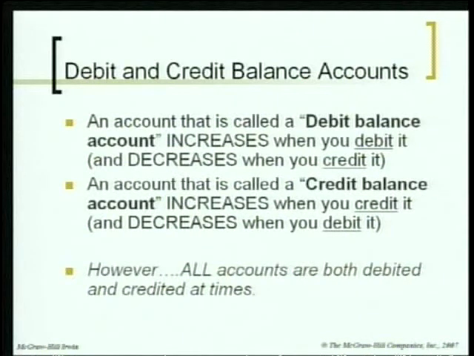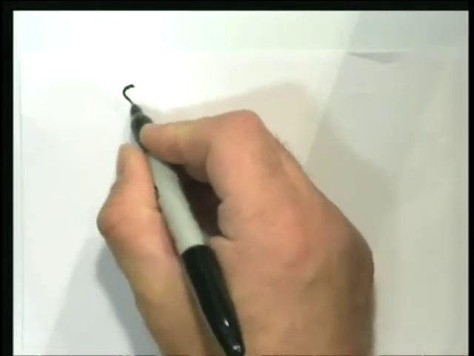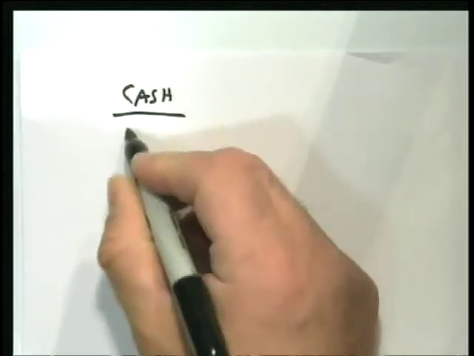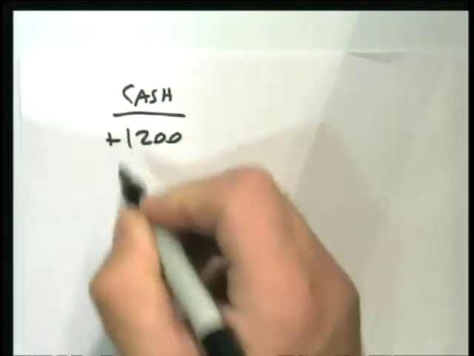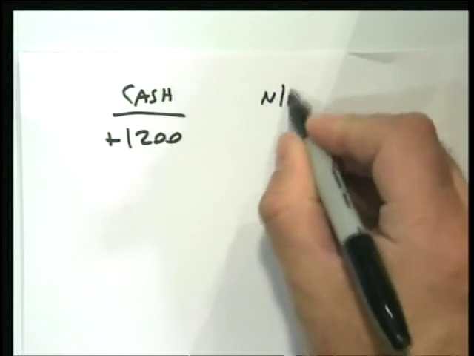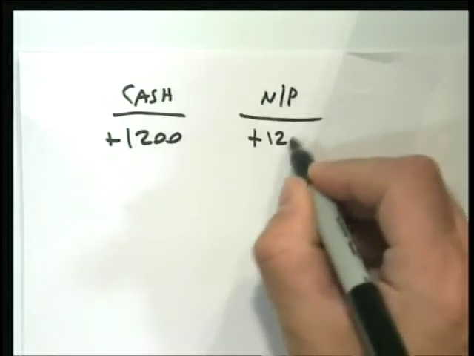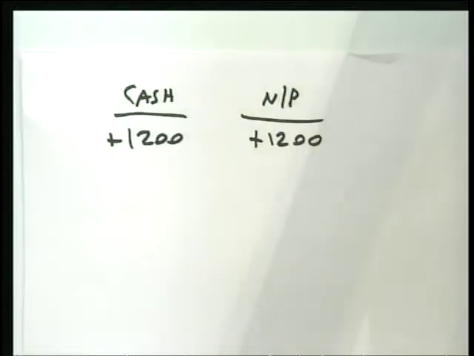Using those two accounts we've talked about, and going back to the Elmo, let's say that you got a loan from a bank for $1,200, okay? So your cash goes up by $1,200, right? And your notes payable goes up by $1,200, correct? That's the Chapter 1 way.